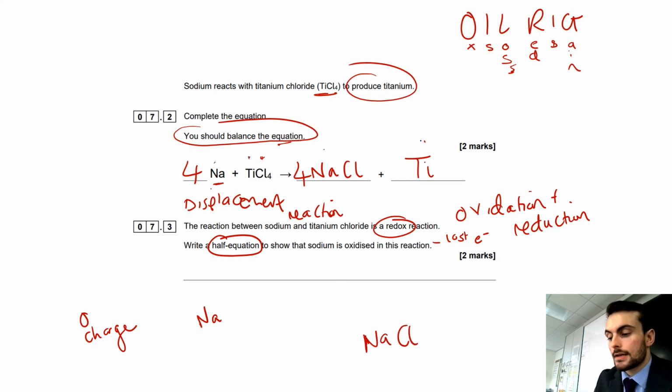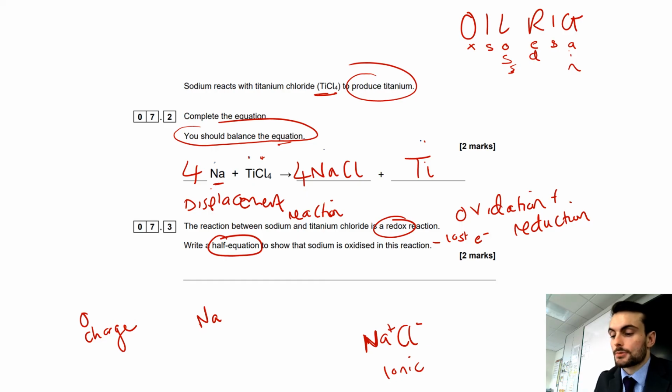first thing you might need to recap is bonding and structure. Remember, this is an ionic compound, so that means sodium is going to lose one electron because it's a metal, and then chlorine is going to gain it because it's a non-metal. So you've got sodium plus and chlorine negatively charged.